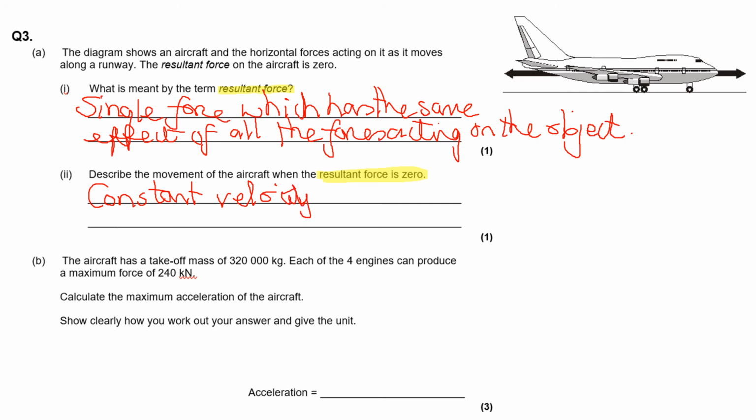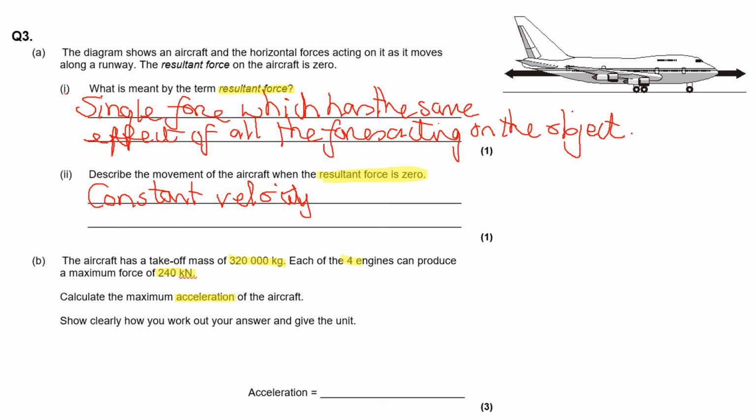Okay, we've now got a calculation coming up. Let's have a look at the information we've got. So the first thing we've got is a take-off mass of 320,000 kilograms. We've got 4 engines, each with a maximum force of 240 kilonewtons, and we're being asked to calculate acceleration. So we've got quite a bit to unpack there.